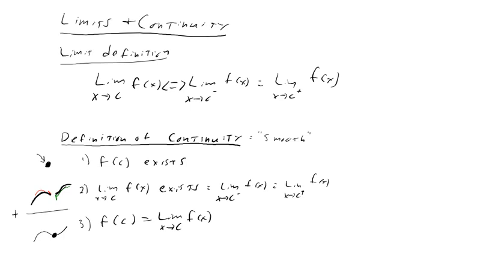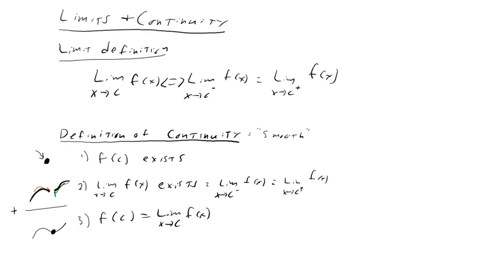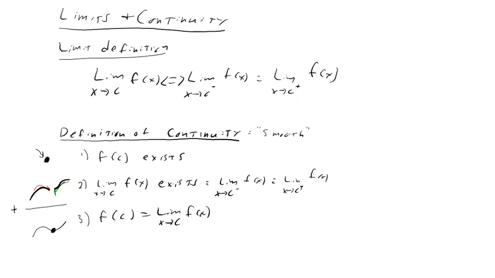All right, so again, we have a three-part definition of a limit. The limit exists only when the two sides exist, the limit from the left and the right. That's our definition of a limit. A limit means you have limits from both sides.